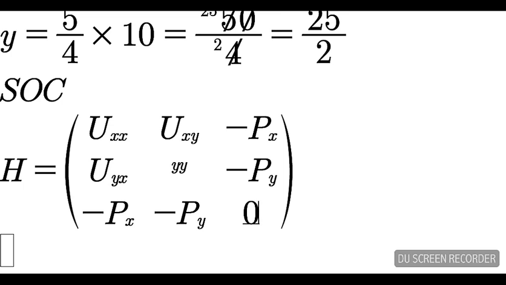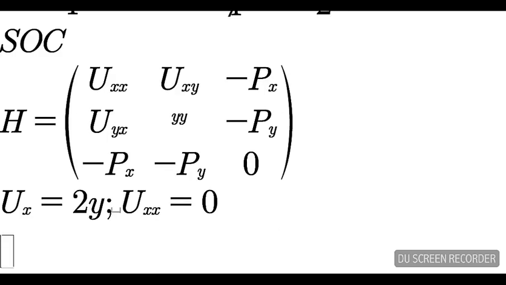When we employ Laplace's expansion method in the expansion of this H matrix, we shall have a positive number that shows that actually our SOC is satisfied for utility maximization. So let us find our U sub XX. Now, normally our U sub X is 2Y, right? Differentiating U partially again with respect to X, there's nothing to differentiate, so that should give us 0. So U sub XX is 0.